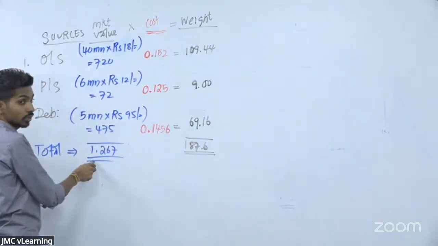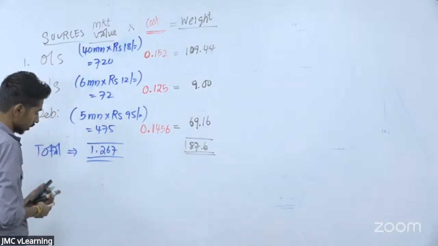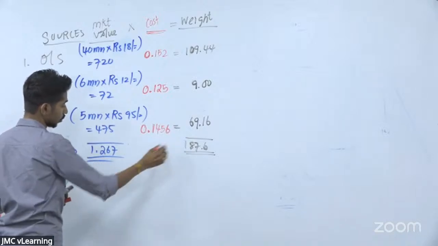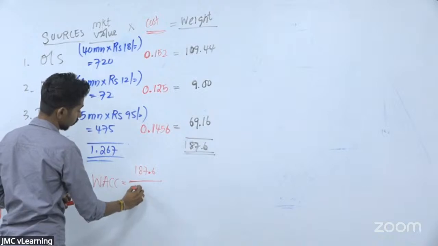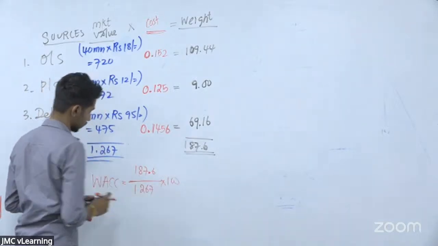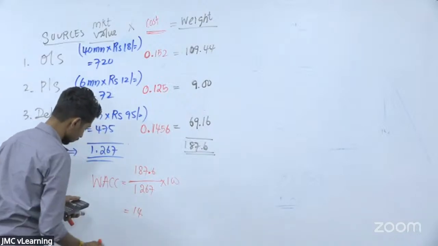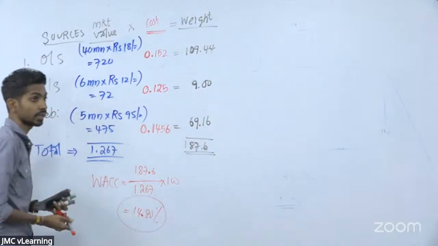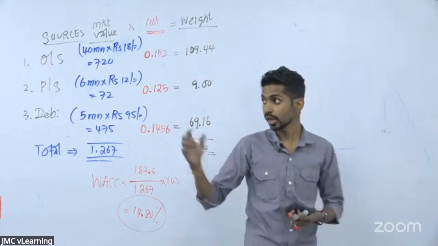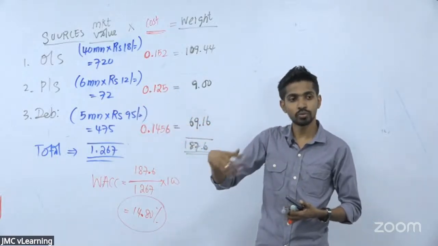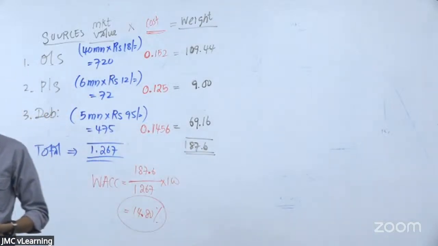Then this is the total market value of each equity or debt, and this is the weighted value. When we calculate the WACC, weighted average, you have to get the weighted value total, 187.6 divided by the total market value 1267, into 100. That is 14.80%, the average figure. That means WACC. 14.80 means if we obtain 100 rupees from each source, we have to pay 14 rupees 80 cents. Otherwise, they will not retain their money in the organization.